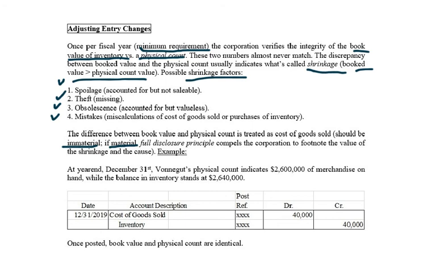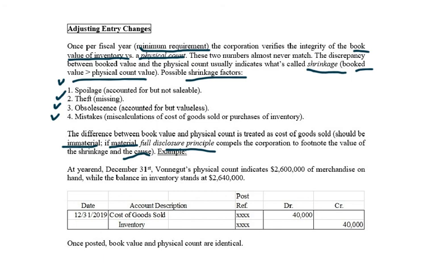But if it's any of the other three, the full disclosure principle is going to compel you to at least footnote the value of the shrinkage and obviously the cause of the shrinkage. Why did your inventory balance go down so much, material with respect to the inventory itself? So if we're dealing with a $3 million balance and suddenly $500,000 is being written off, you better say what happened. And if it's theft, you better describe what you're going to do in the future to prevent it from happening again.